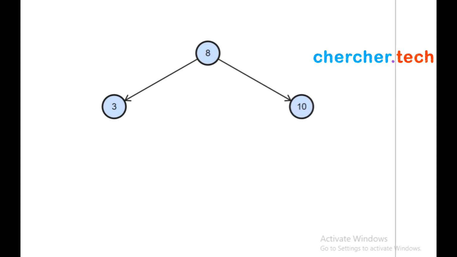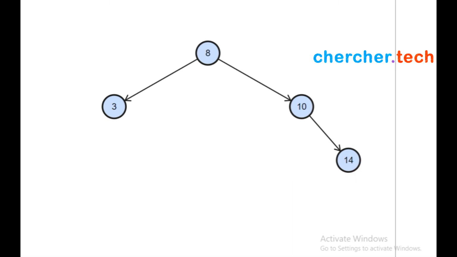Now let me insert 14. If I insert 14, it will compare with 8. The 14 is greater than 8, so it goes to the right, and again it compares with 10. It will compare with every node present. So now we have 10 and 14. When we compare 10 and 14, the 14 is greater than 10. We are comparing with the greater than or equal sign, but 14 is greater than 10, so it comes on the right side. It goes to the right of 10.